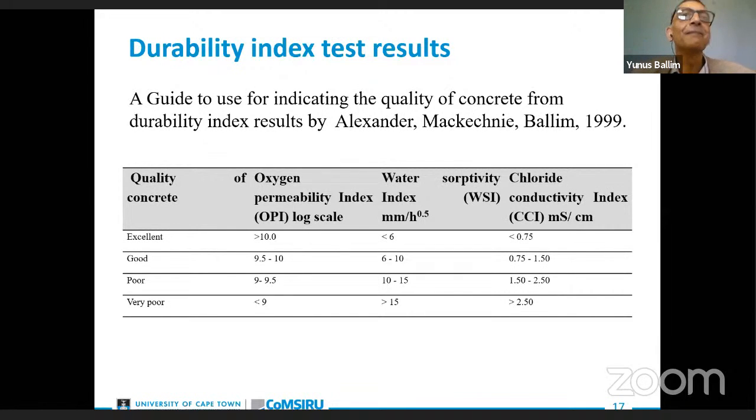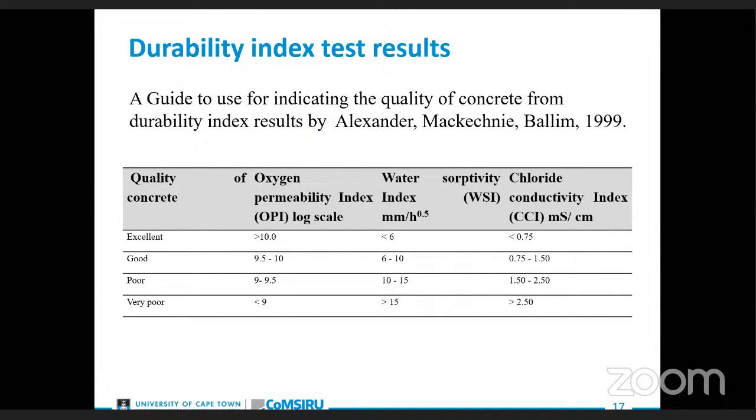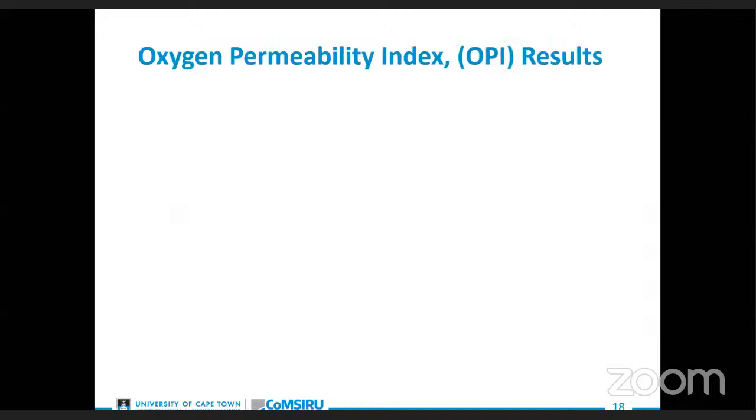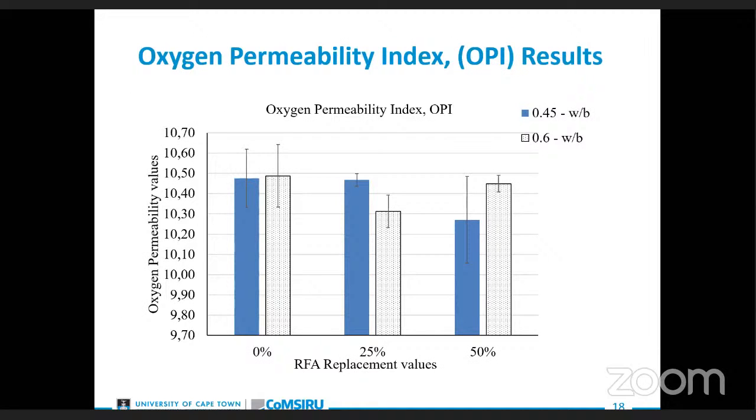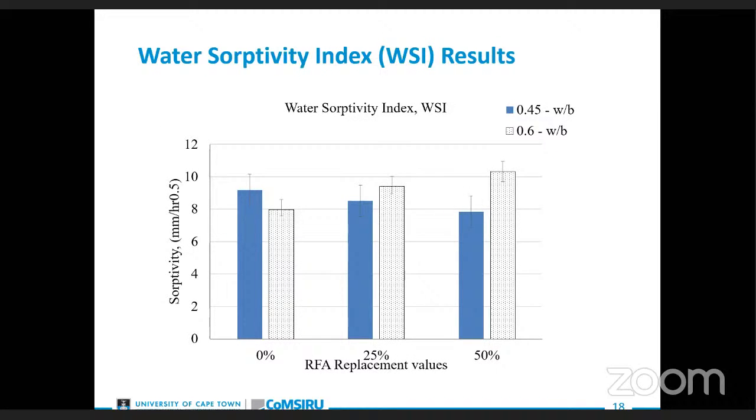Okay, it's okay, Prof. In my durability index test results, I'm using this guide that was summarized by Prof. Alexander, Dr. McKenke, and Prof. Balim in 1999. In my oxygen permeability index results, according to the criteria adapted for concrete durability tests, the OPI results, which are calculated as the negative log of the Darcy coefficient of permeability, indicate an excellent concrete. Despite having different replacement levels of RFA, all mixes showed excellent results, and the water sorptivity results ranged between 7.8 and 9.5, which indicated good quality, not excellent, but good.